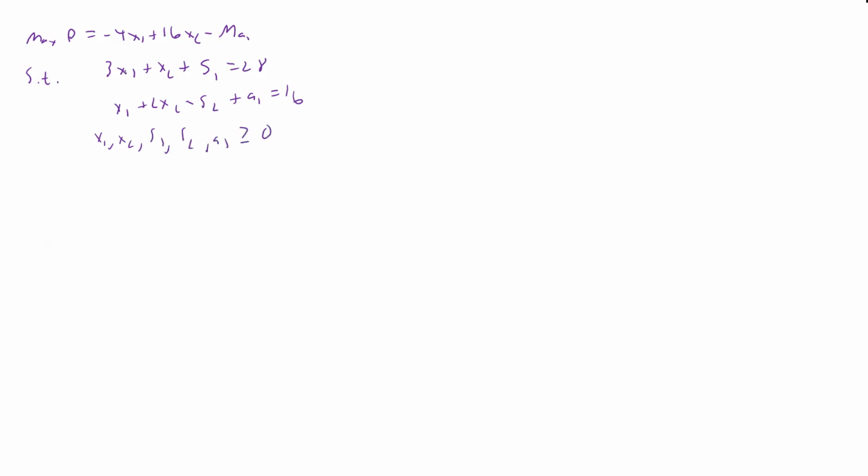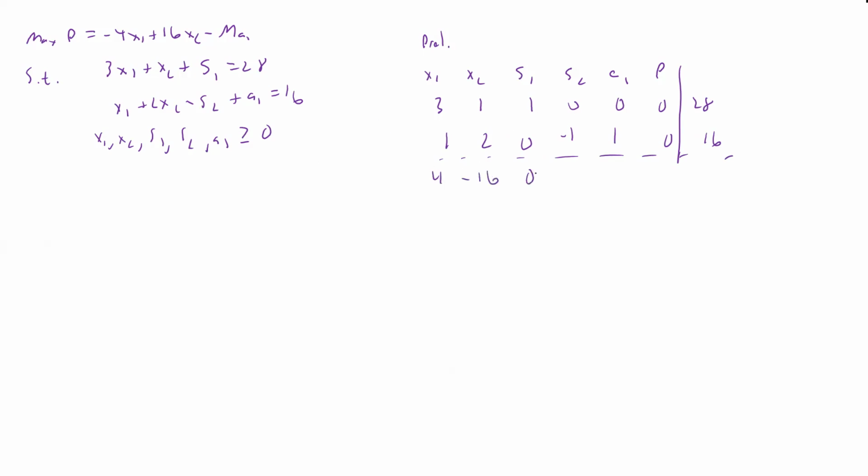Okay. Now we're going to get our preliminary tableau. So let's write it over here. So this is our preliminary. And that's going to be what? x1, x2, s1, s2, a1, p. And this is going to give us a 3, a 1, a 1, a 0, a 0, a 0, and our 28. And this is going to give us 1, 2, 0, minus 1, 1, 0, 16. And that's a 4. Yeah, and then a minus 16, and then a 0, a 0, an M, a 1, and a 0 when we take all those to the other side.